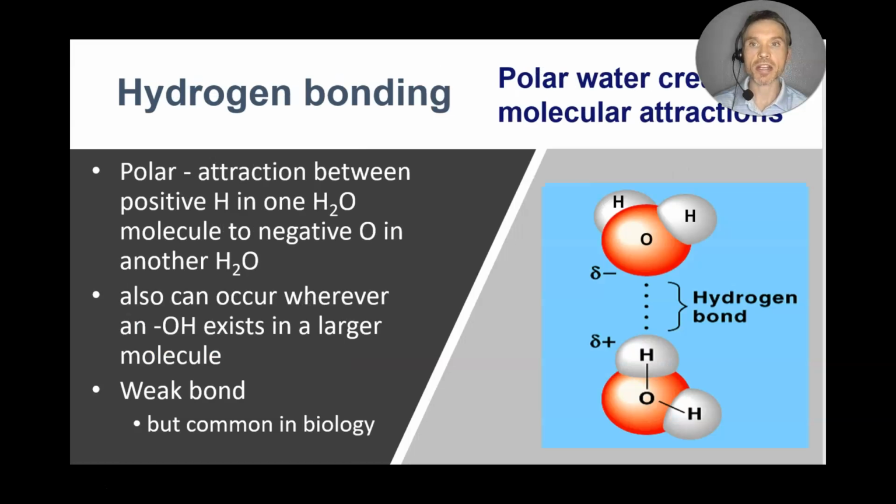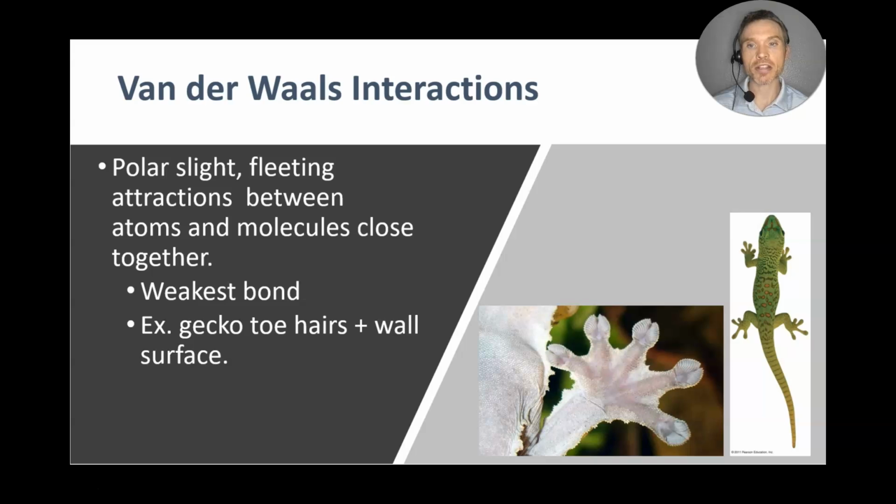The next type of bond is called a hydrogen bond. Polar water creates molecular attractions. So in the last slide I talked about what a polar bond is. The polar bond attraction occurs between the positive hydrogen of one water molecule and the negative oxygen in another water molecule. And the last bond interaction I want to talk to you about today is called the van der Waals interactions. Now, these are definitely the weakest interactions.